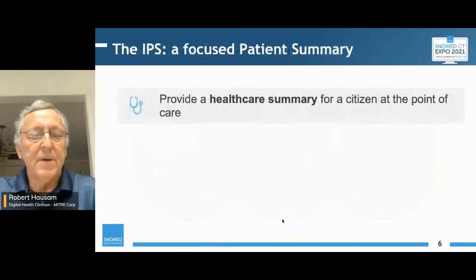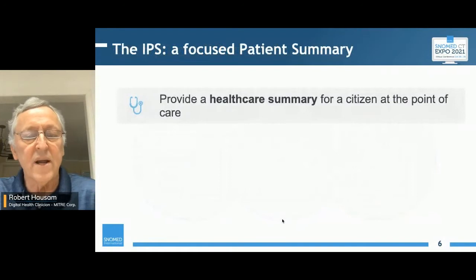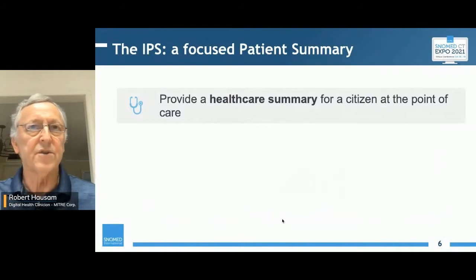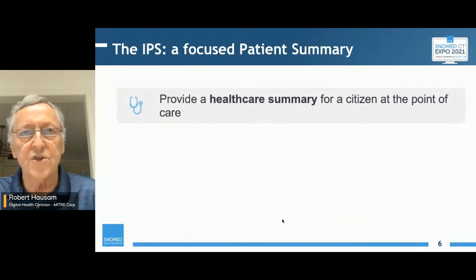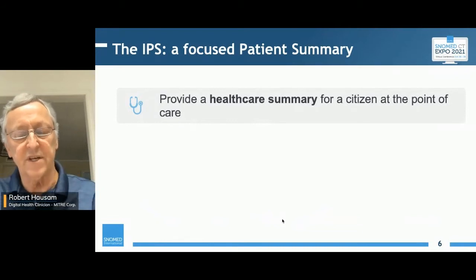And so the IPS is a focused patient summary. And by summary, I should say that summary means that we don't include all of the data on a patient. This is not the entire electronic health record. It's a focused summary of relevant clinical data, and it's intended to provide a healthcare summary for a citizen at the point of care, to basically provide the most useful information that would be needed for any subsequent care situation that a patient may find themselves in.